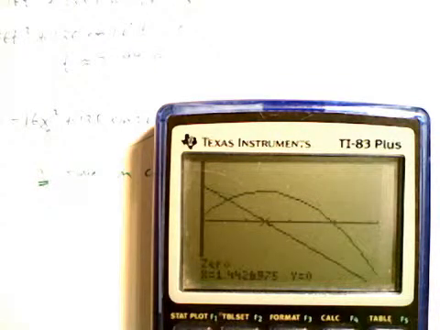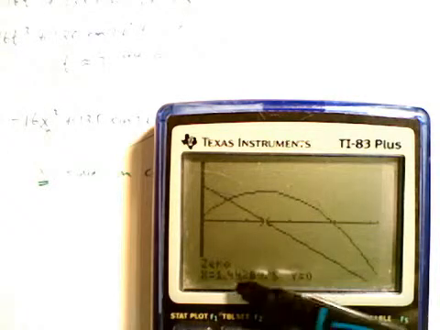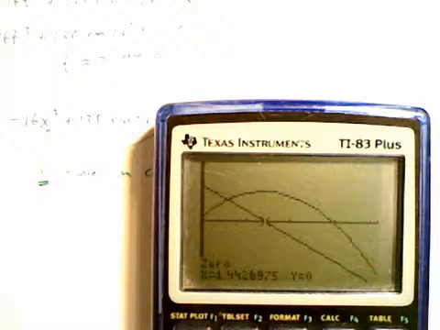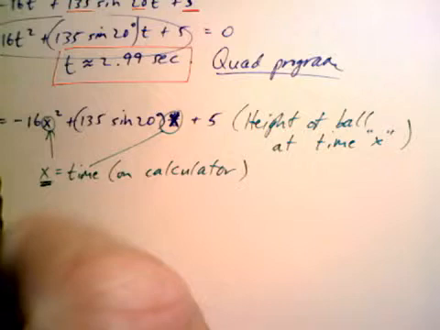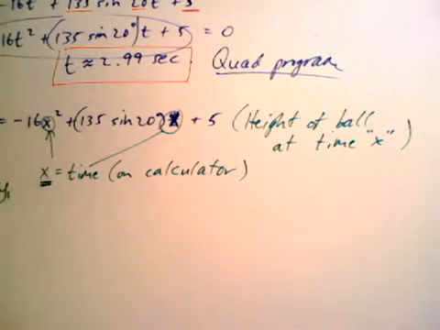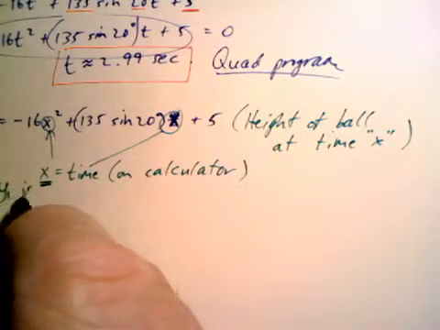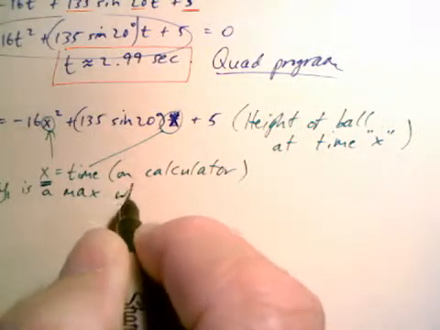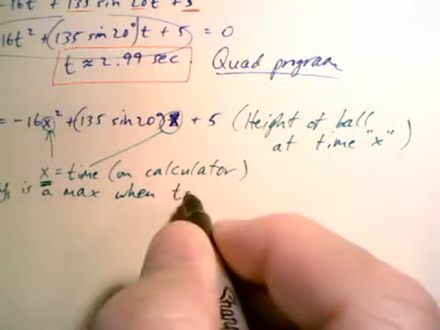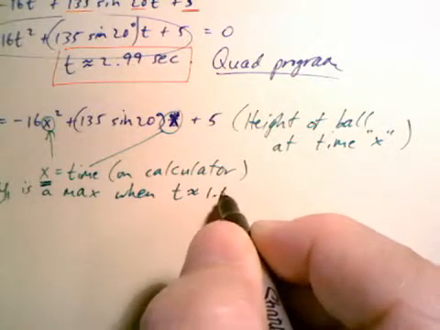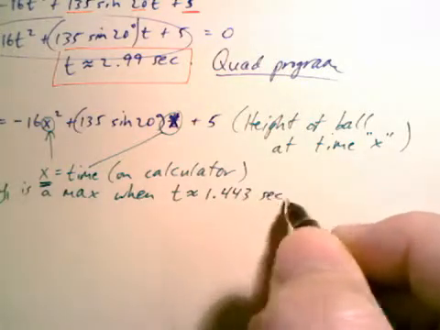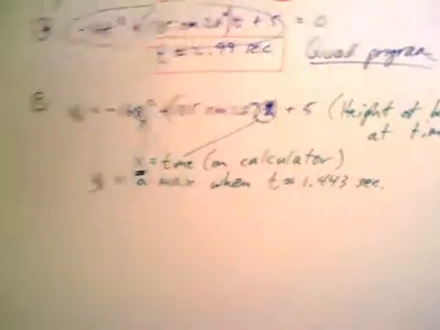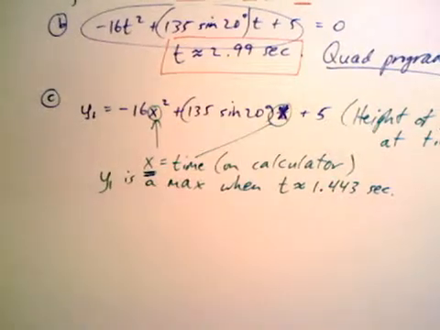And now it's going to give me when the derivative of y1 is equal to 0. And that's that value right there, 1.443. Remember, x is time on their calculator. So, when is the ball at its max height? y1 is a max when t is about equal to 1.443 seconds. Okay, so we just found the x-intercept of the derivative.